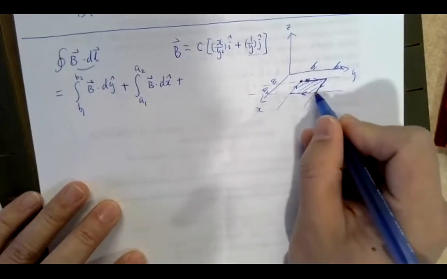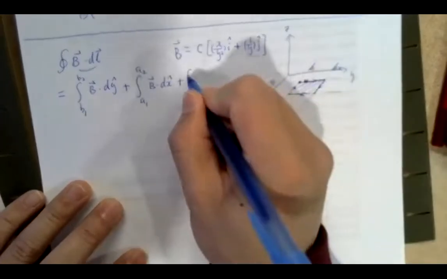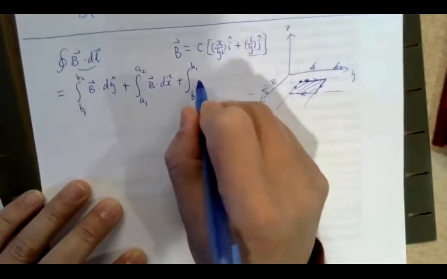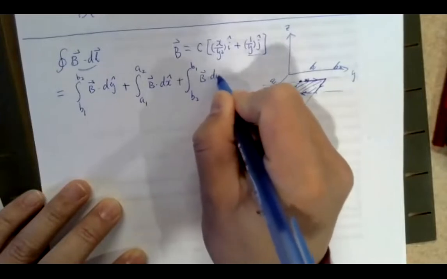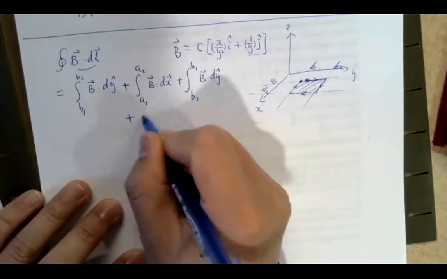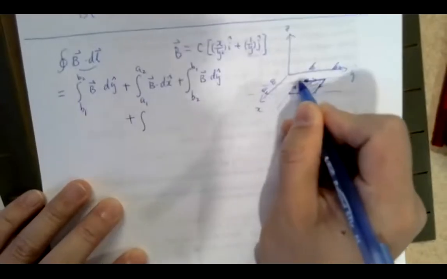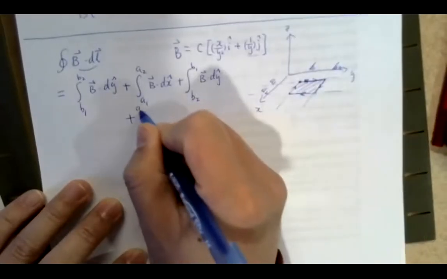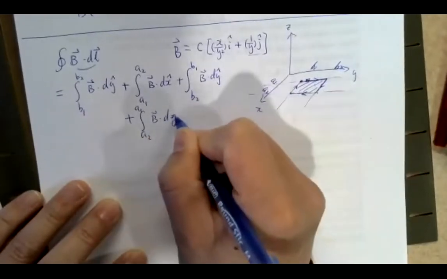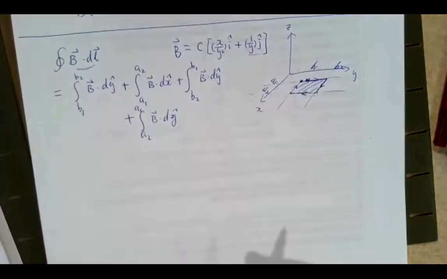But I don't care. I will go from B2 to B1. Okay, so I go from B2 to B1. My B field, my dy direction, and then plus the last piece here will be from, now I go from A2 to A1. My B field that's in the Y direction.